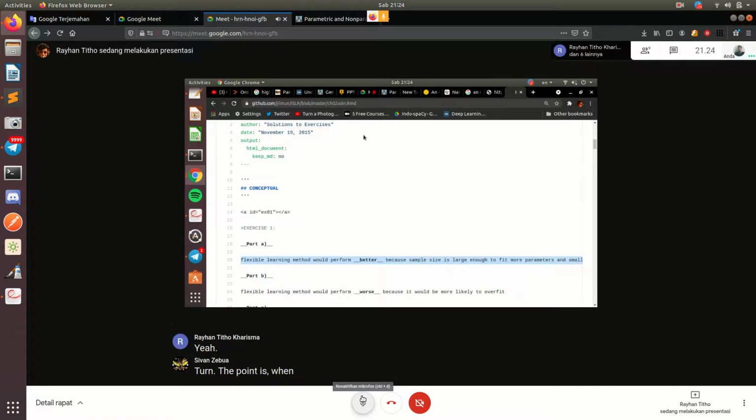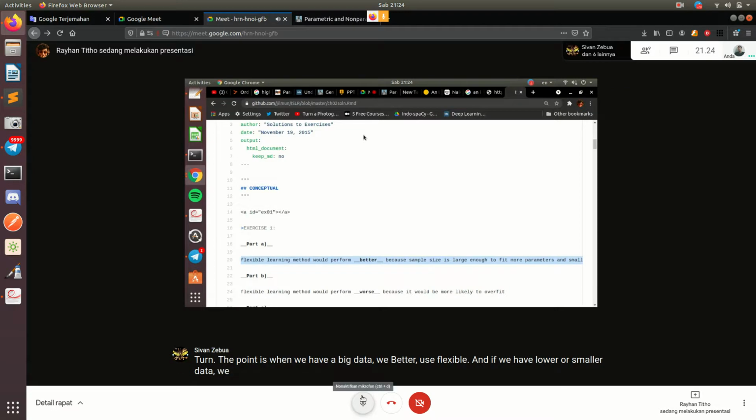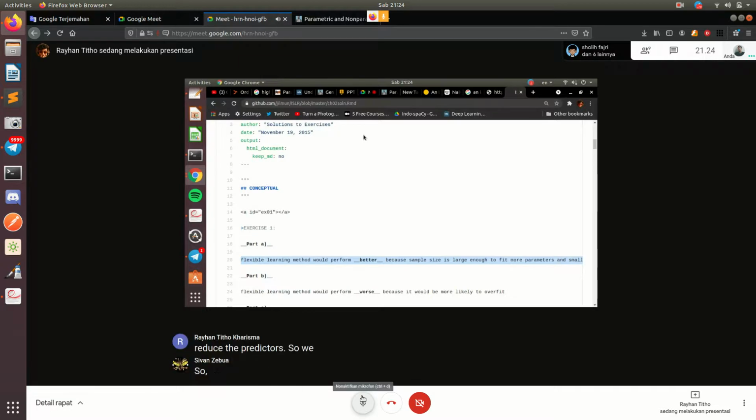But the point is when we have big data, it is better to use flexible, and if we have smaller data, better to use inflexible. And I think it's better to reduce the predictors, so we only use associated features. Sometimes we have features that don't relate to the y.